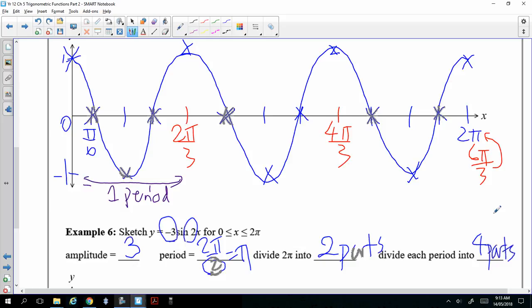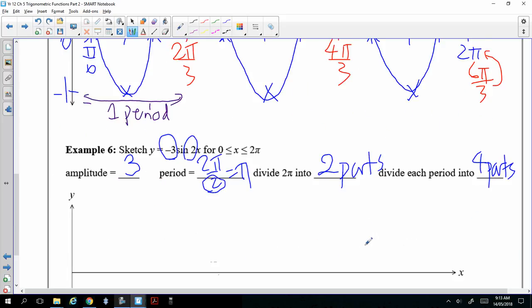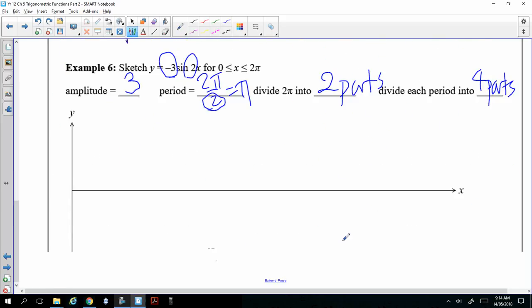So have a try. Divide into 2 parts and then 4 parts. Okay, let's start. Alright, so firstly, it tells you to draw from 0 to 2 pi. Put 2 pi at the end. Put 0 here. And the amplitude is 3 and negative 3. First step.